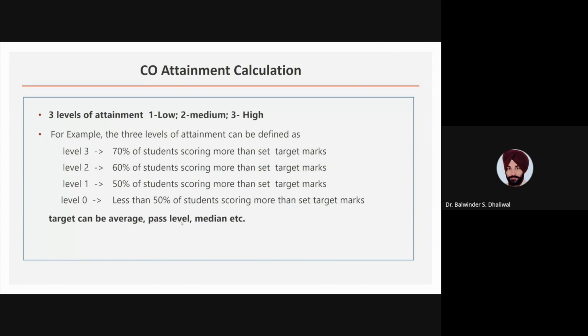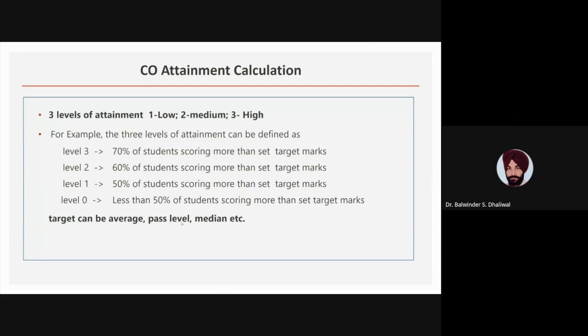Whenever we talk of CO attainment, it's a common practice to talk of three levels of attainment: level 1, level 2, and level 3. We need to define these three attainment levels. What do we mean by level 3 for our program? For example, one definition of level 3 says that our CO attainment is level 3 if 70% of students are scoring more than the set target marks. So there will be a set target mark, and if 70% of students are scoring more than this, then we can consider it level 3. This is one definition.